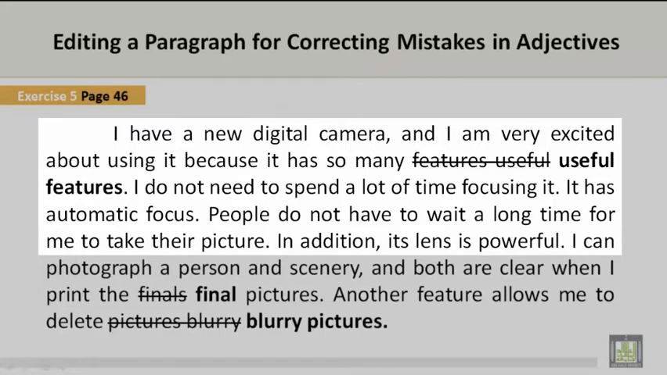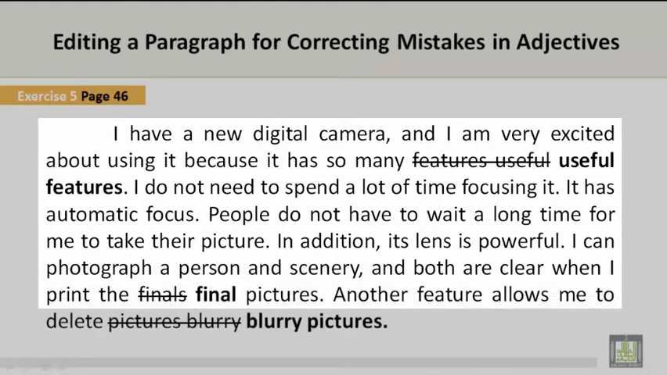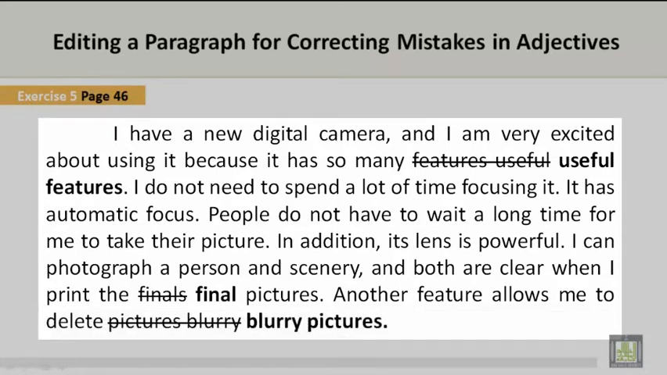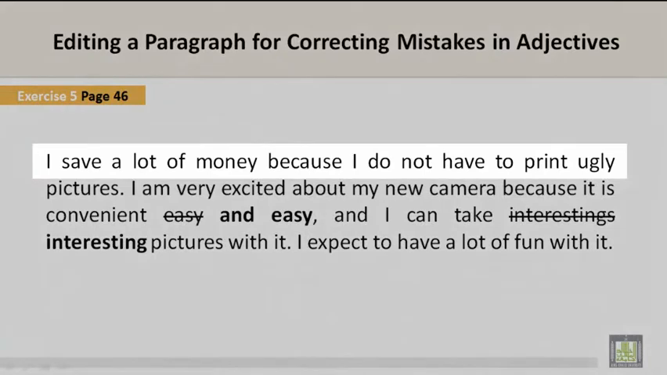In addition, its lens is powerful. I can photograph a person and scenery, and both are clear when I print the finals pictures. Incorrect. And both are clear when I print the final pictures. Another feature allows me to delete pictures blurry. That is incorrect. Another feature allows me to delete blurry pictures. I save a lot of money because I do not have to print ugly pictures.